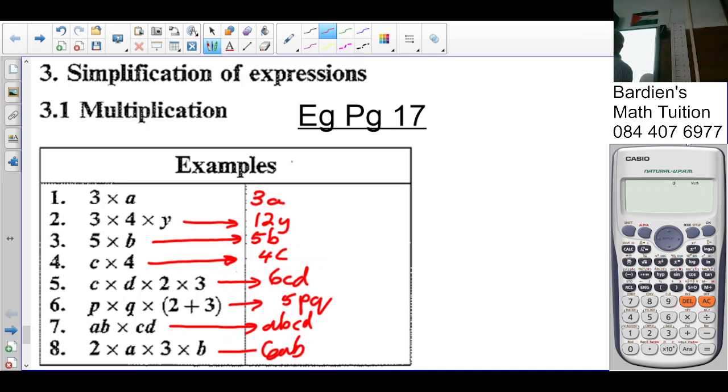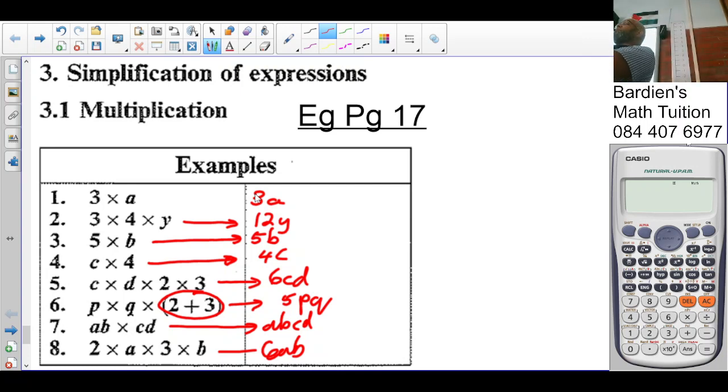Who got all right? Where did you go wrong, Michael? I didn't add the numbers. So what did you get? PQ, open bracket, 2 plus 3. So you left it like that, but that's not in the simplest form. So we have to take it further.